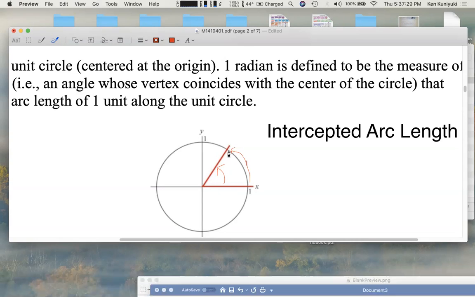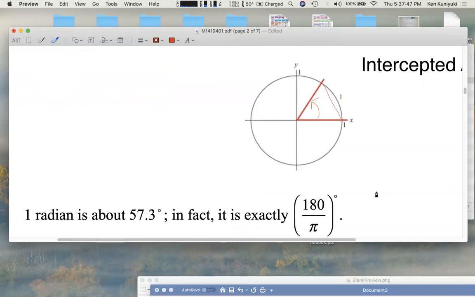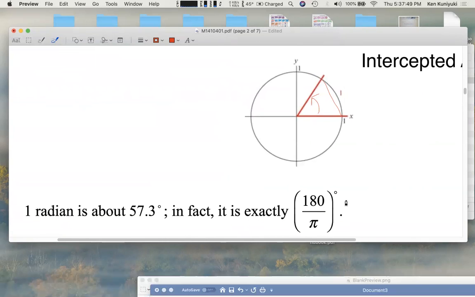Notice this closely resembles an equilateral triangle. And what are the angles in an equilateral triangle? 60 degrees, 60 degrees, 60 degrees. So you might expect that 1 radian would be about 60 degrees. And in fact, it is. It's about 57.3 degrees. In fact, it's exactly this.